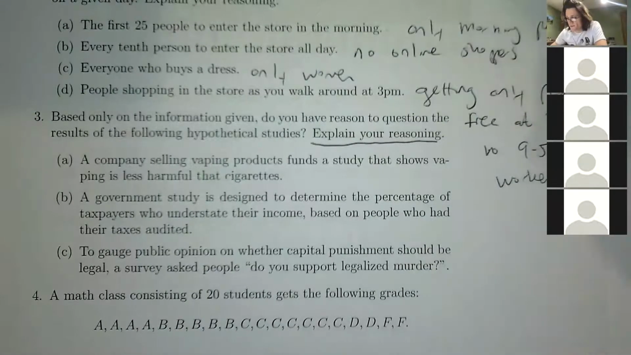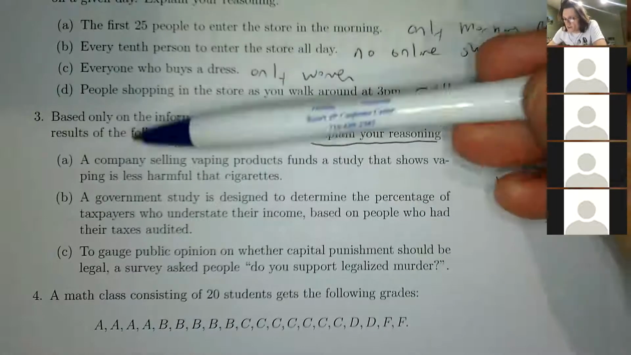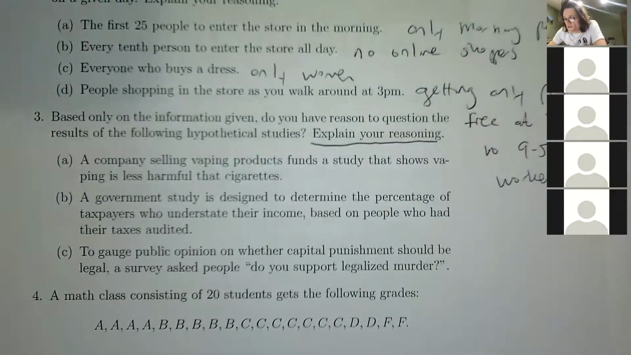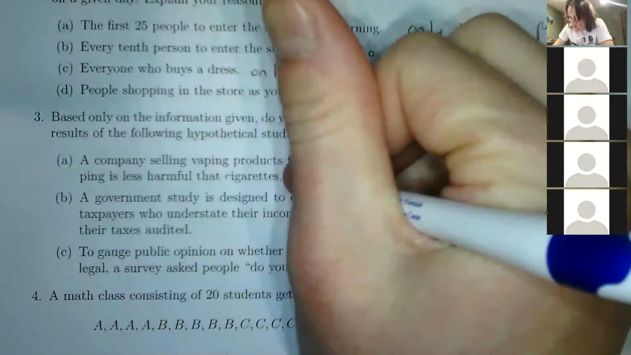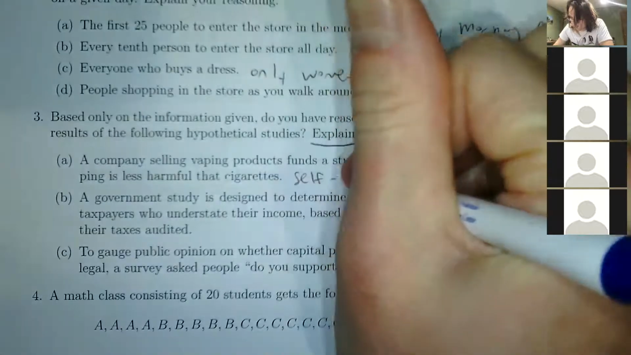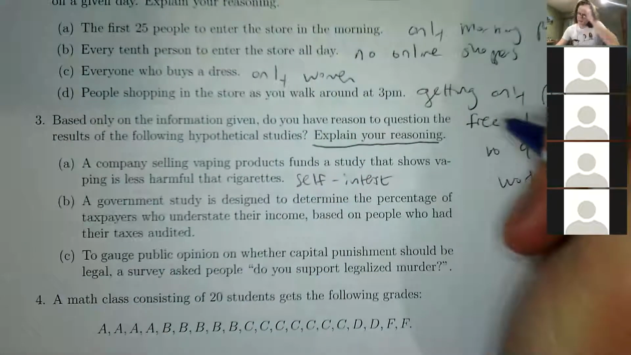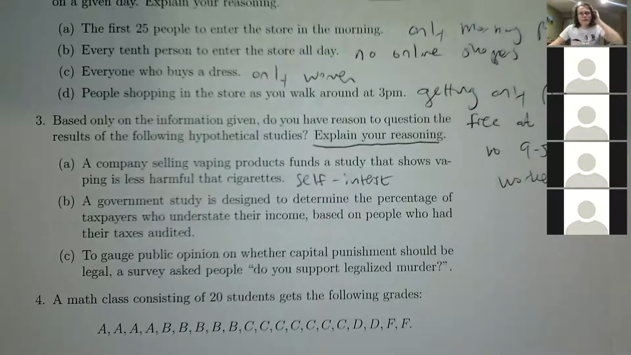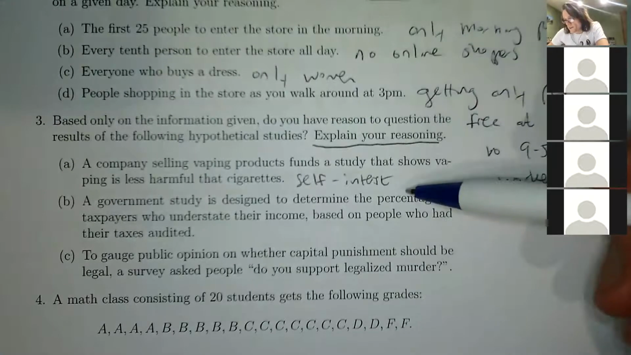I can give you a lot of partial credit. So, a company selling vaping products funds a study that shows vaping is less harmful. That is self-interest. Do we have another name for it? I don't remember. Again, if you don't remember the exact name we use, it doesn't really matter. Those names aren't canonical or anything, as long as you describe it.